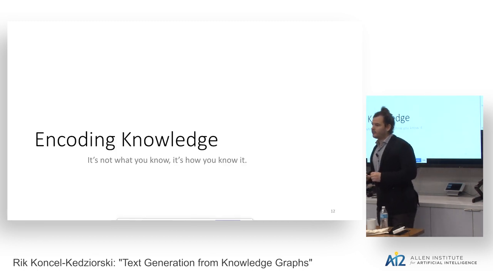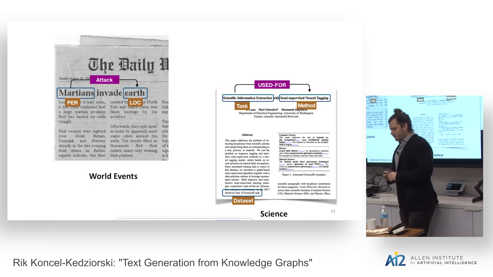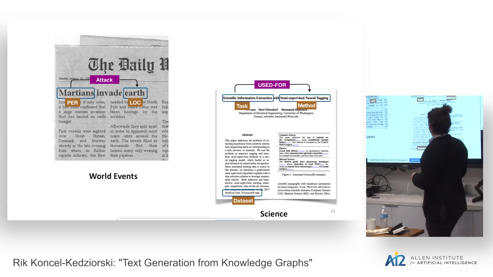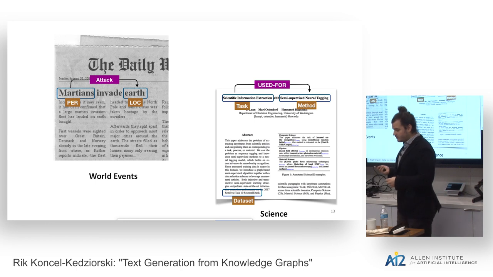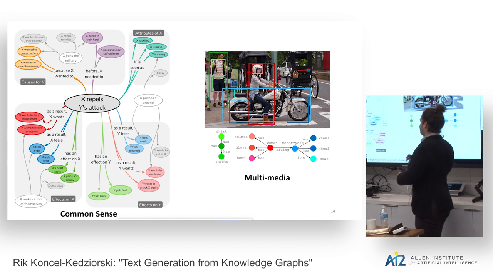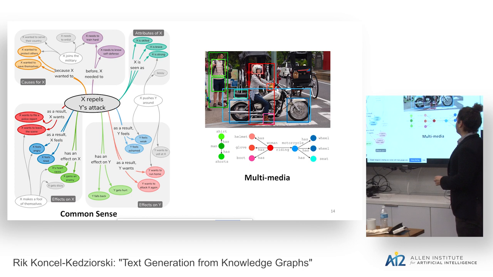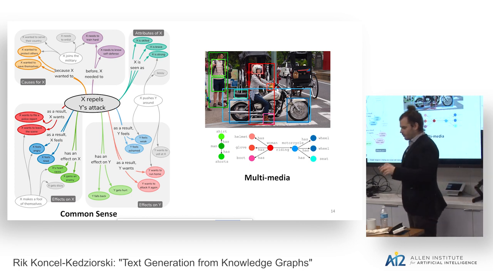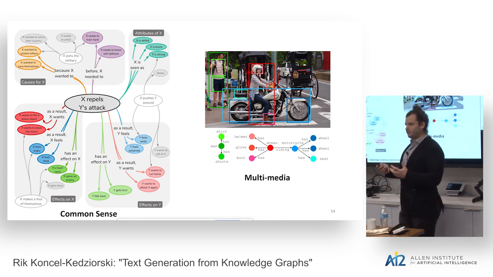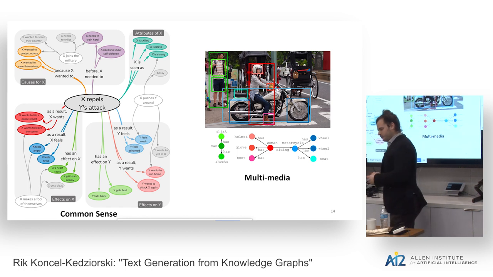So how do we encode knowledge? We can get knowledge from a lot of places. We can find knowledge about world events. We can find knowledge about science, and we can extract knowledge from scientific documents or scientific textbooks. We can frame common sense, as some people have, as a collection of knowledge. And we can even extract knowledge from multimedia. So this image can be thought of as giving us some knowledge about the world. So knowledge is in a lot of places. We really need to figure out good ways to encode it for use in our applications.